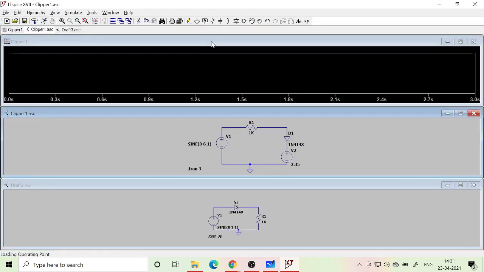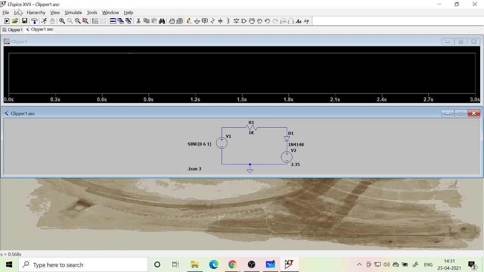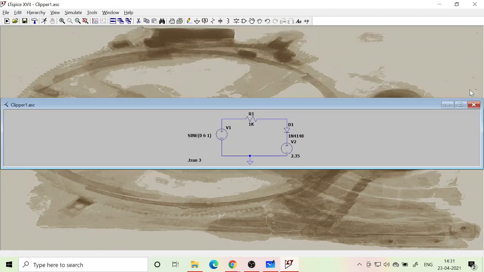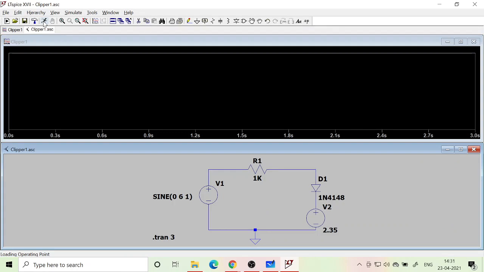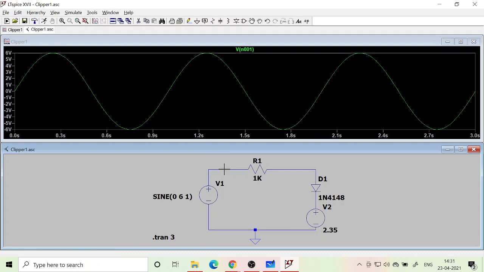I have another window already open, so I don't want to keep both, so let me just close this and close this also. Let me do it again. Okay, so this is my circuit. I would like to see the 6 volt sine wave that is coming, and now my output, which would clip at 3 volt. Anything above 3 volt it should cut off, that is clipping.